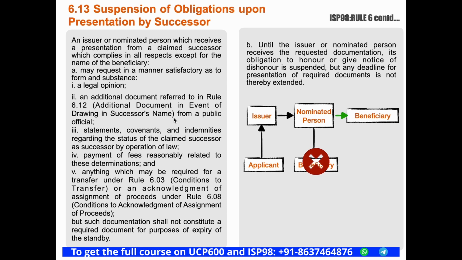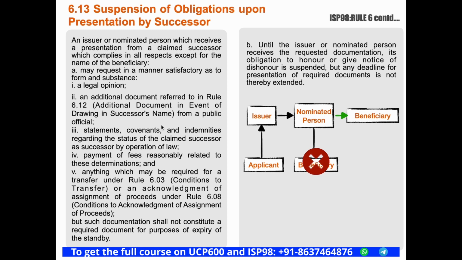So in such cases, the issuer or the nominated person may request in any manner satisfactory as to form and substance a legal opinion, an additional document referred to in Rule 6.12 as we saw earlier from a public official, statements, covenants, and indemnities regarding the status of the claimed successor as successor by operation of law, payment of fees reasonably related to these determinations, and anything which may be required for transfer under Rule 6.03, that is condition to transfer, or an acknowledgement of assignment of proceeds under Rule 6.08, that is conditions to acknowledgement of assignment of proceeds, but such documentation shall not constitute a required document for purposes of expiry of the standby.